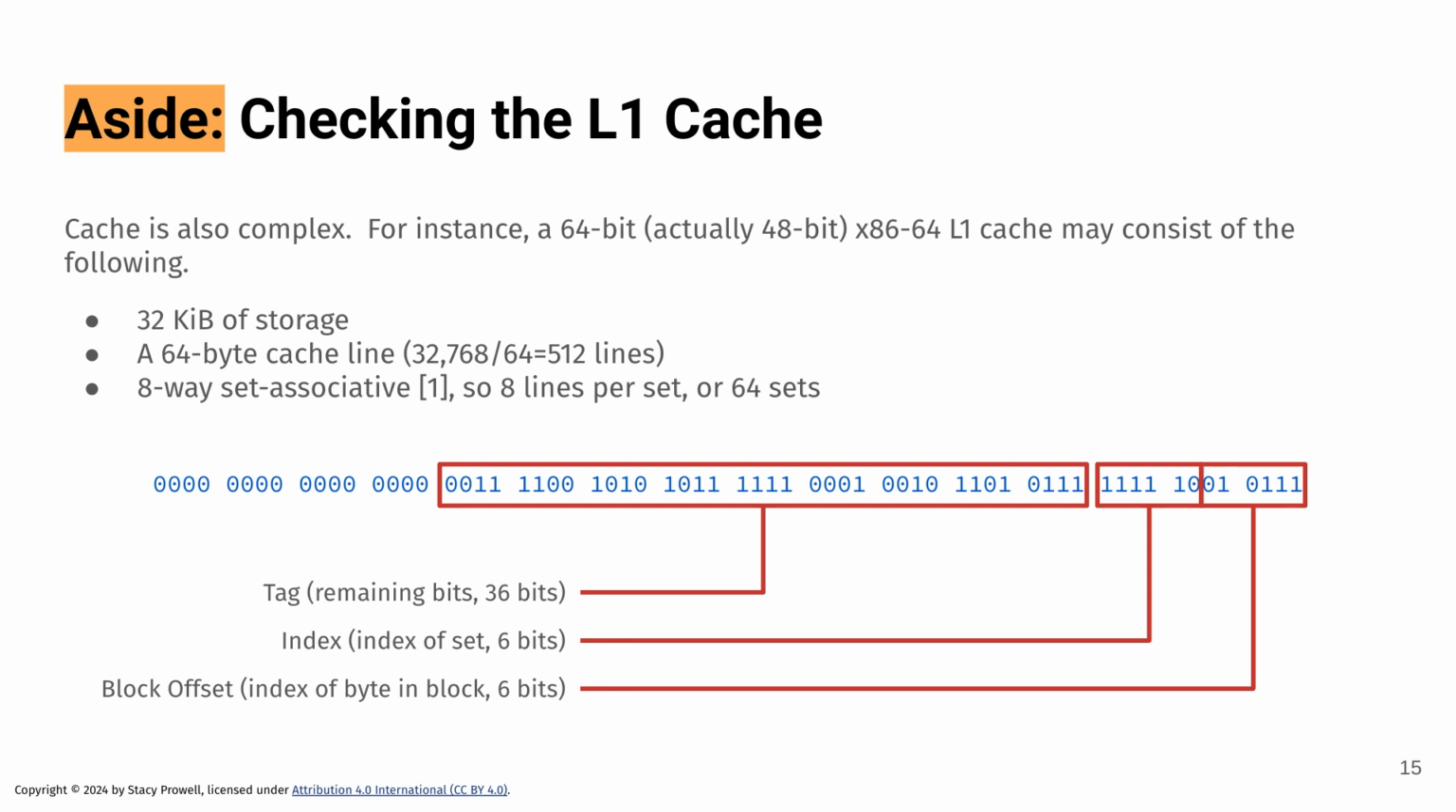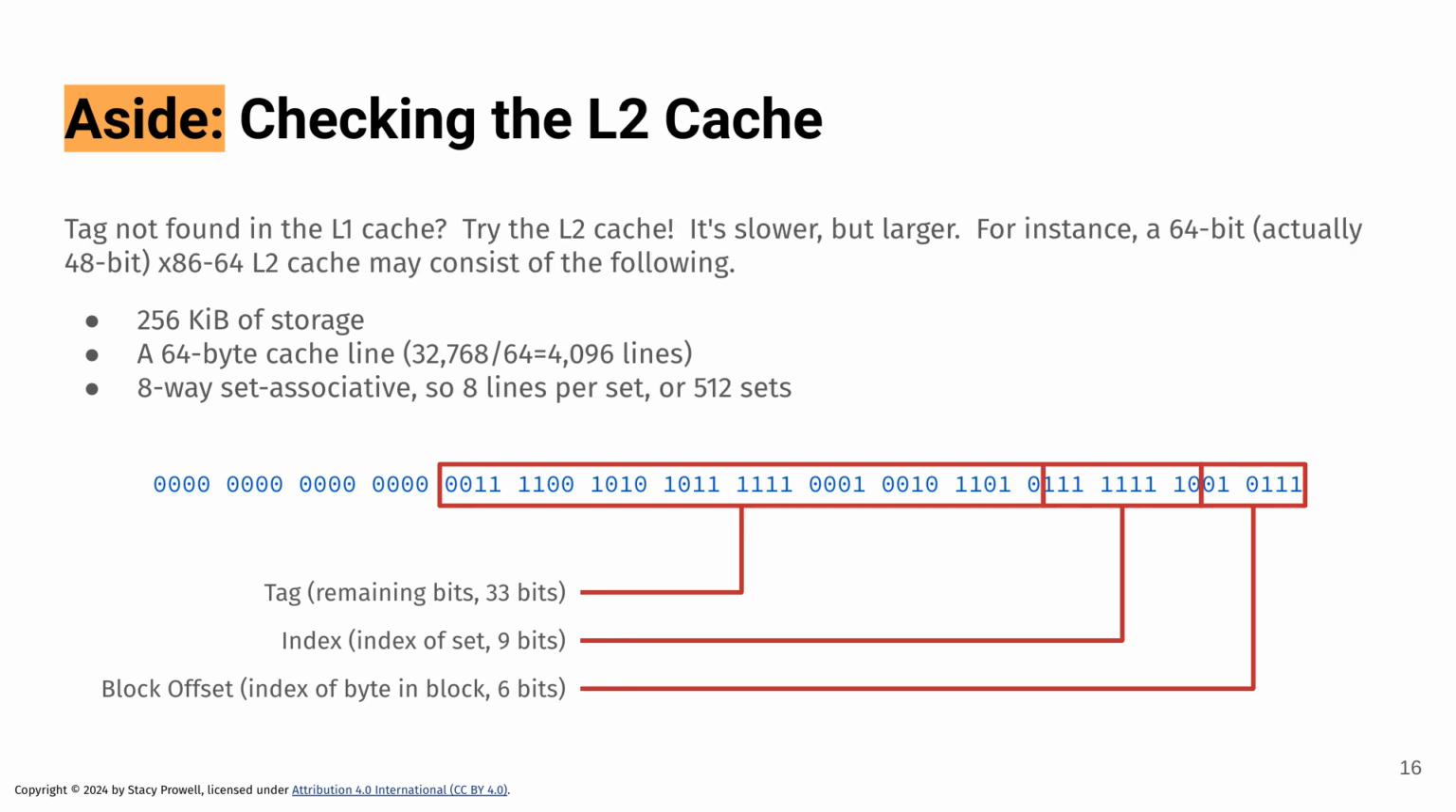So what if I don't find the tag in the L1 cache? Well, I try the L2 cache. The L2 cache is slower, but it is also larger. On the machine I'm working on right now, it is 256K in size. I'm still using 64-byte cache lines, so now I have 4,096 lines in total. And I'm still 8-way set associative, so I have 8 lines per set. So 4,096 divided by 8 gives me 512. So I have 512 sets.